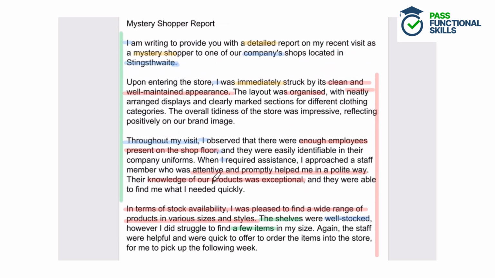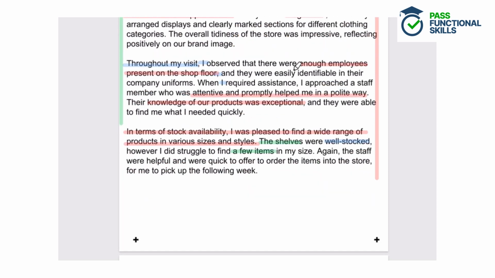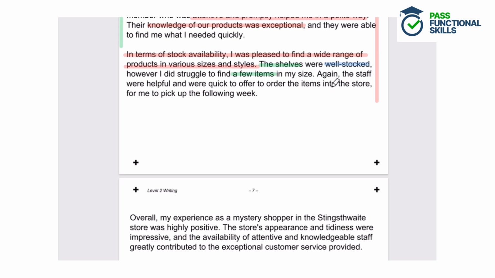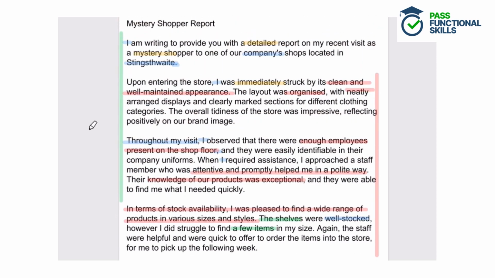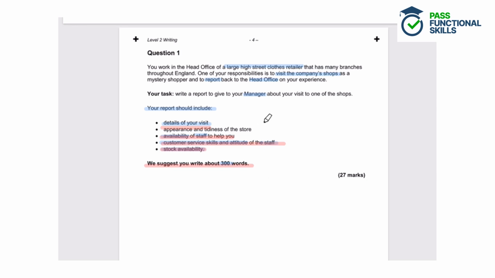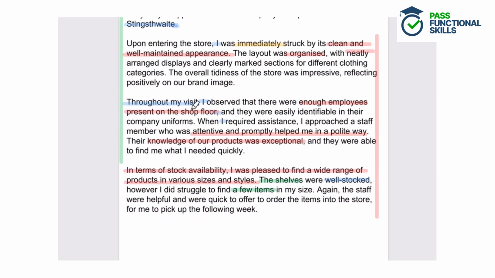So we've addressed every single point in the question and we've gone into some detail. For example, adding detail like the staff being easily identifiable, them being particularly knowledgeable about the products. We've also got mention of the staff being helpful and ordering the items into the store. So you just have to be a little bit creative to come up with some ideas, some details that you could use in your answer, and make sure that any details that you include are relevant to the question, because you won't get any marks for any details that aren't relevant.